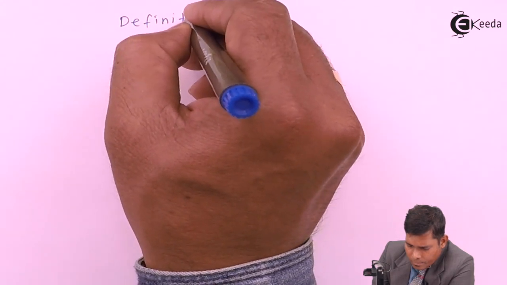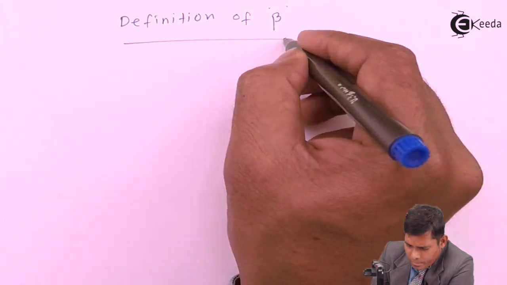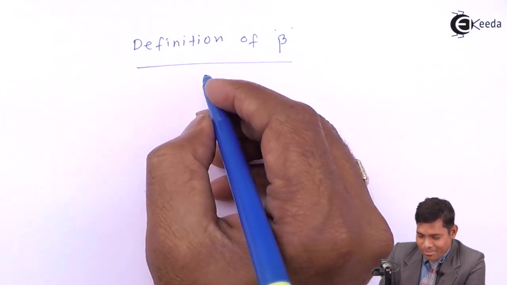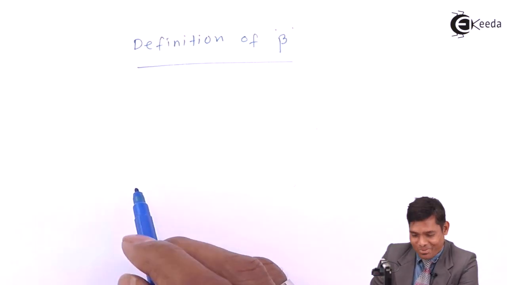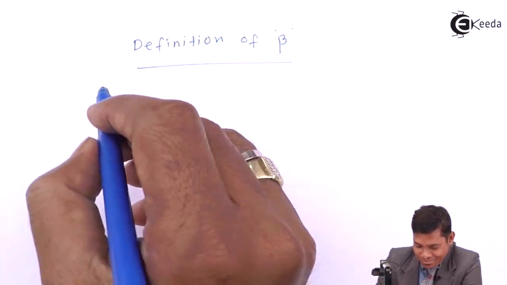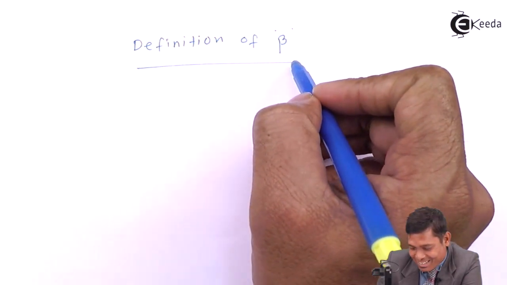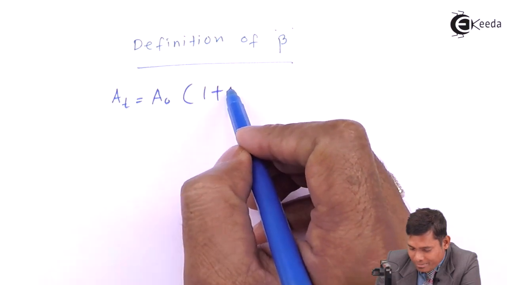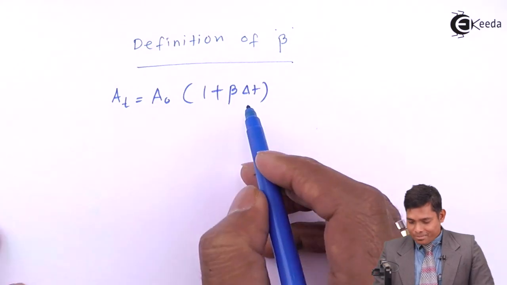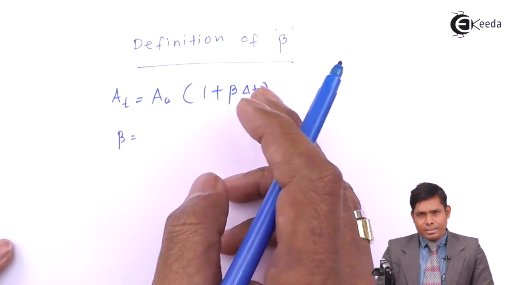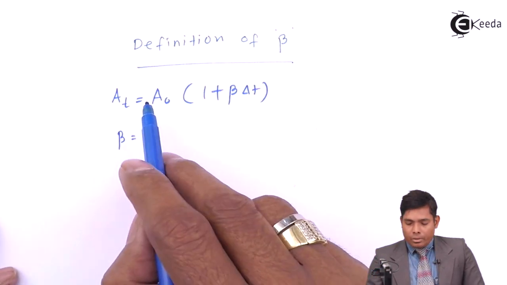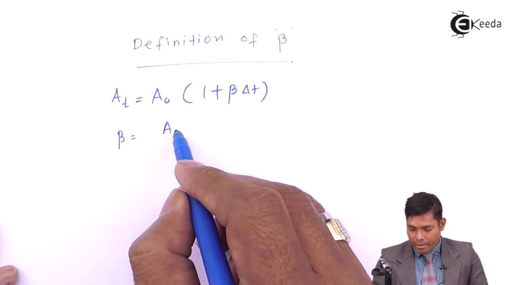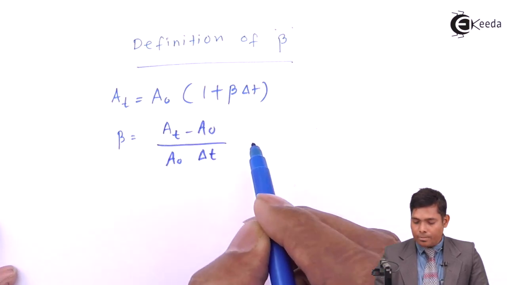The definition of beta, that is the coefficient of areal expansion, we discussed here. Now students, we will define beta, called the coefficient of superficial expansion. As we discussed, the expression for AT is found to be A0 into 1 plus beta delta T. If you rearrange this, AT minus A0 divided by A0 delta T, that is the increase in area upon original area and rise in temperature. So this is the expression for beta.